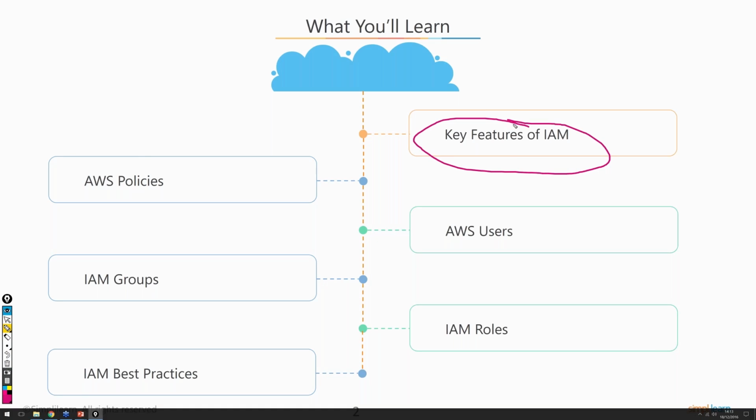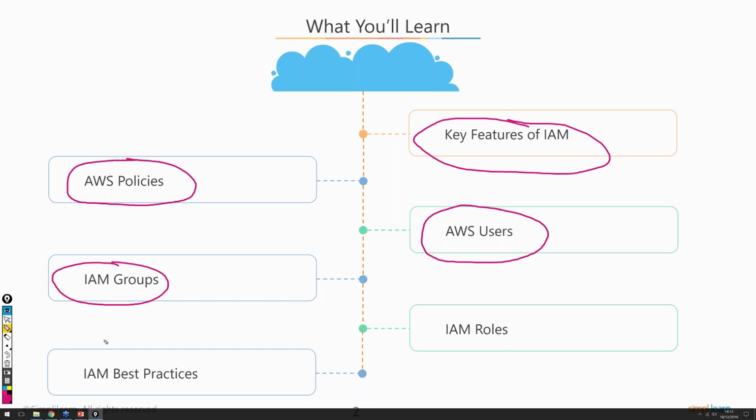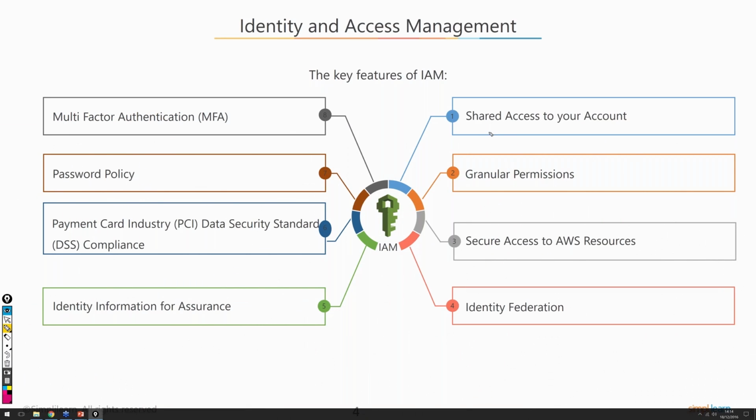We'll be discussing what the key features of IAM are. We'll be discussing AWS policies that are included and that you can create. We'll be discussing what an AWS user is and what kind of permissions we can assign. We will be discussing IAM groups. We'll be discussing IAM roles, as well as the best practices that we can use when using IAM as a service itself. So let me just erase that and jump straight onto the overview slide.